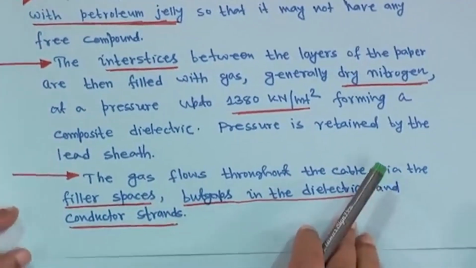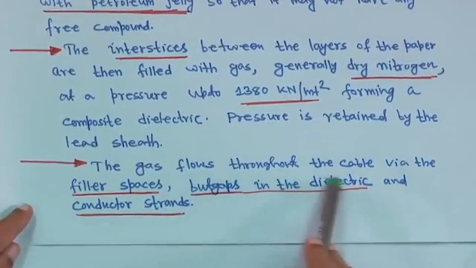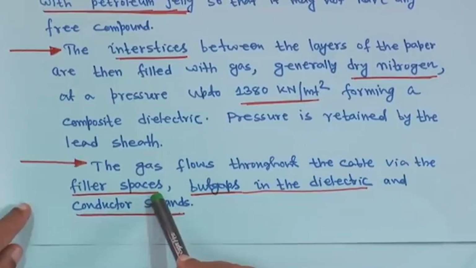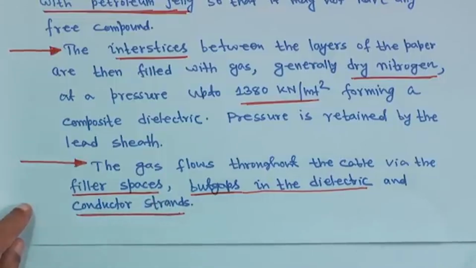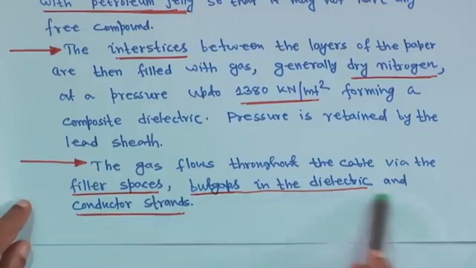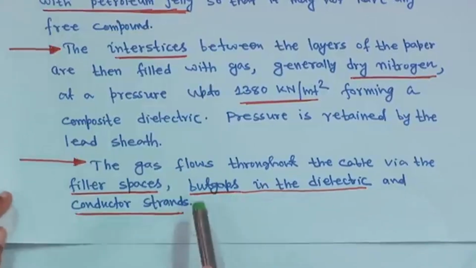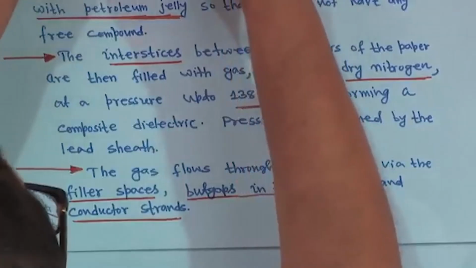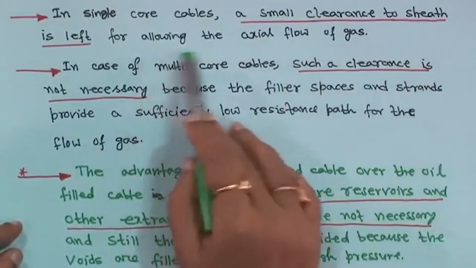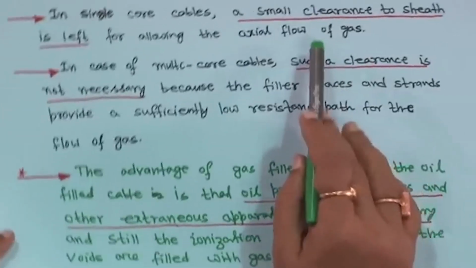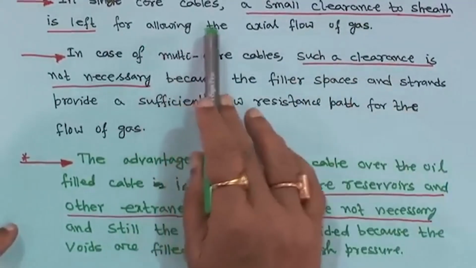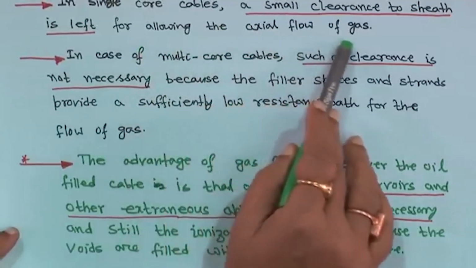Some advantage is there for the gas filled cable. The gas flows throughout the cable via the filler spaces. I do not have the diagram here for that gas filled one, but the gas flows throughout the cable via the filler spaces, butt gaps in the dielectric and conductor strands. One advantage is that here no reservoir is required. In single core cables, a small clearance to the sheath is left for allowing the axial flow of gas.